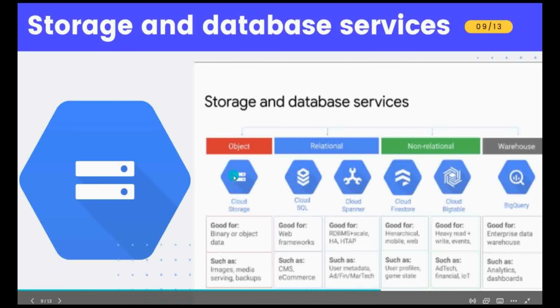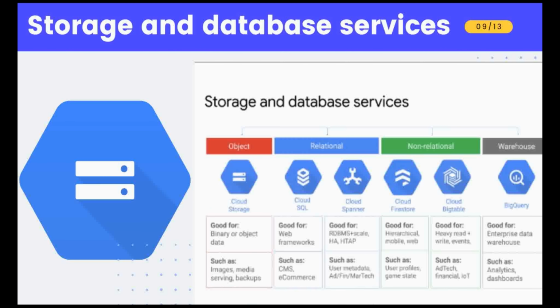Storage and database, as the name says, is used to store and process data. The products available in this are Cloud Storage, Cloud SQL, Cloud Spanner, Cloud Firestore, Cloud Bigtable, and BigQuery. Cloud Storage is used to store binary or object data, whereas Cloud SQL is more suitable for SQL-based databases. Cloud Spanner is also used mostly for SQL-based databases. Whereas Cloud Firestore and Cloud Bigtable are used where there is no SQL for the database. And BigQuery is a data warehouse. So this is about storage and database services.